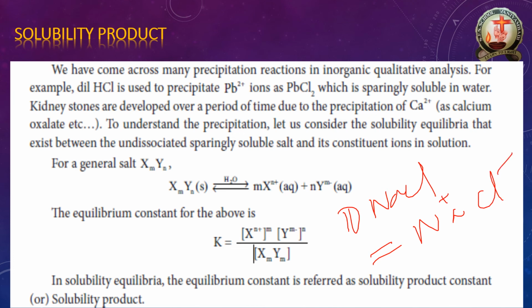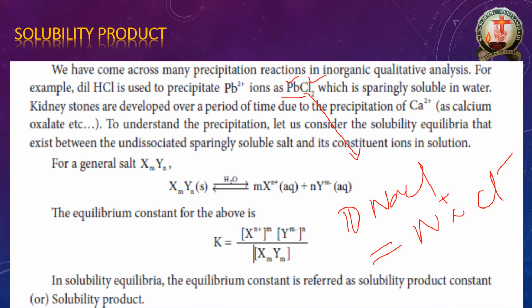Suppose we are taking this type of sample, lead chloride. It has the property of settling down at the bottom. This is a sparingly soluble salt. With this type of salt, we can find out how much of the lead will be dissolved and how much of the chlorine will be dissolved in your chamber. This is helpful to find out using the solubility product.